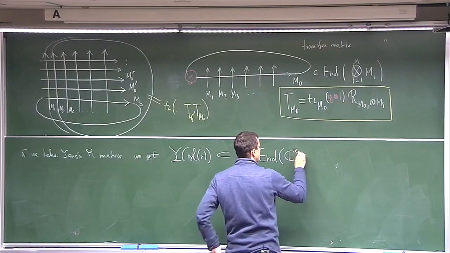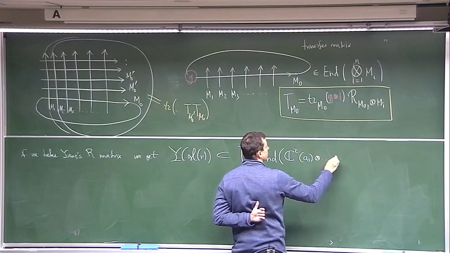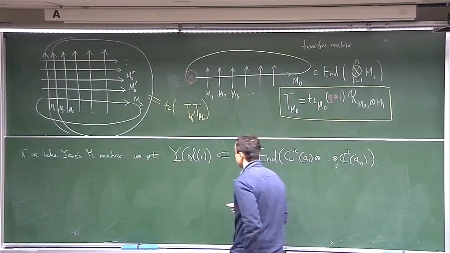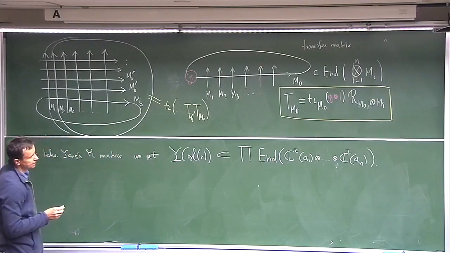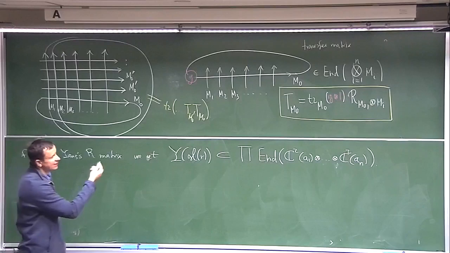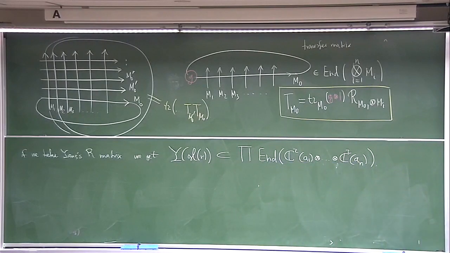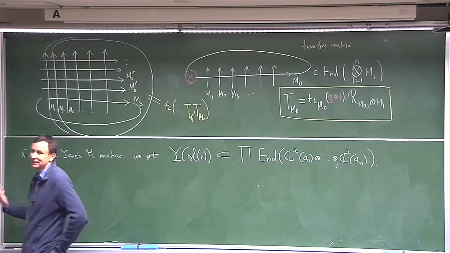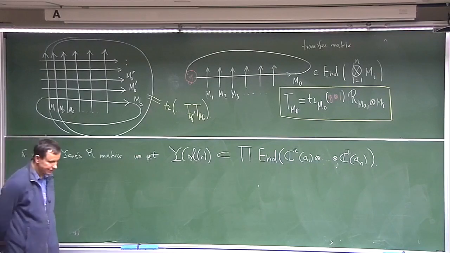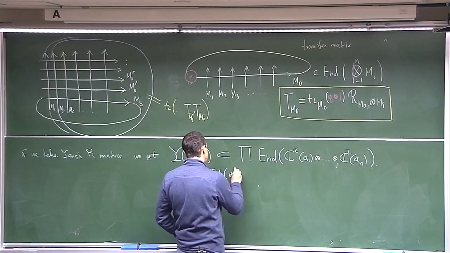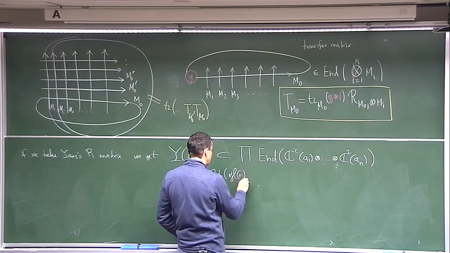Take C^R with some variable A1. We discussed this already in the undeformed case, this deforms the universal enveloping algebra of GL_R, where h bar tends to be another small variable.